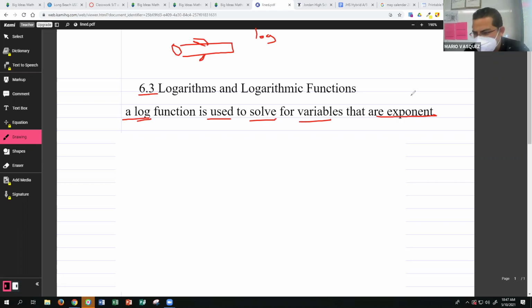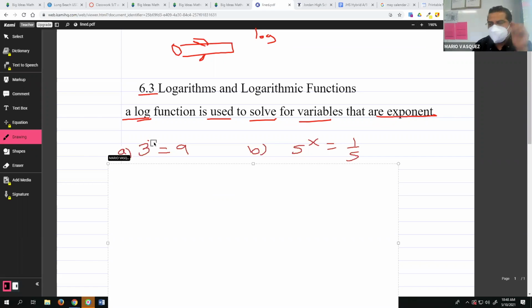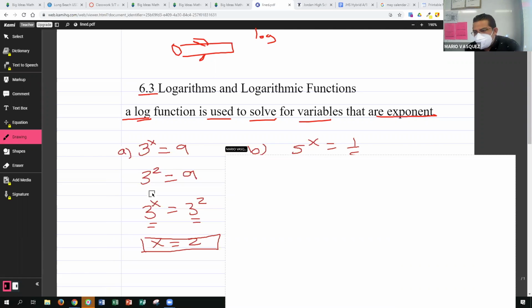Can you show us, Mr. Vasquez? Here is how you do them. Well, no, 3 raised to one number will give me 9. 3 to the third power is 27, almost. Thank you. 2, because 3 squared will be 9. So you guys were right. Look, 3 squared is equal to 9. 3 to the x equals 3 squared. So x equals 2.